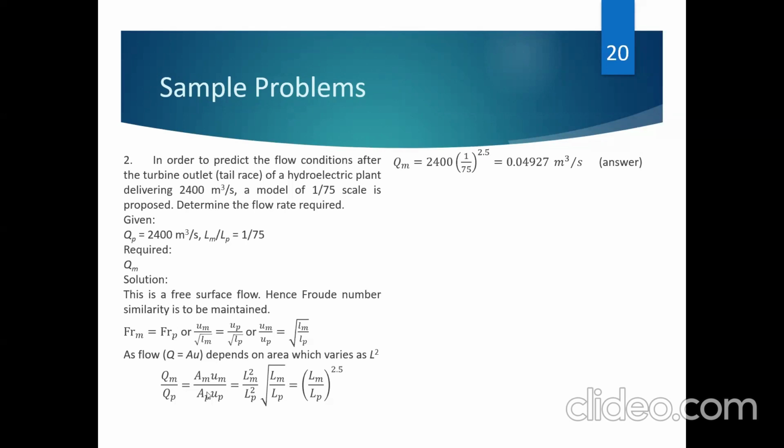QM over QP is equal to AM UM over AP UP. Just multiply by AM. AP is, since the area ratio is LM squared over LP squared, and the velocity ratio is the square root of LM over LP. LM over LP is 2.5. So substituting values, 0.04927 cubic meter per second. This is now your answer.